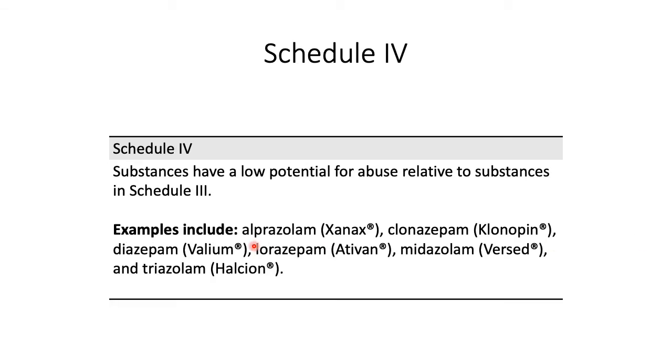Schedule 4 has a low potential for abuse relative to the other schedules, and so this is yet less addictive than the others. And so those include Xanax. These are like anti-anxiety medicines, clonazepam, diazepam. The common names are Klonopin, Valium, Ativan, Versed, Halcion. So yeah, these are all Schedule 4 drugs.